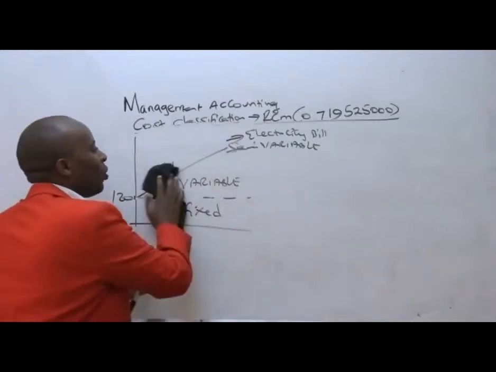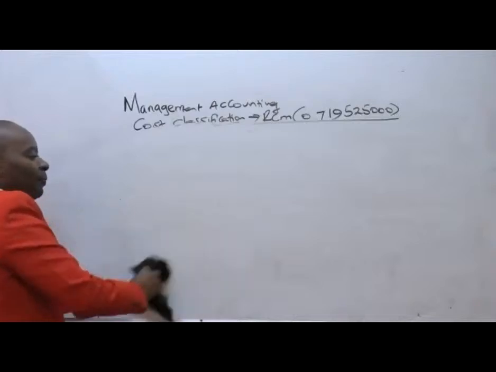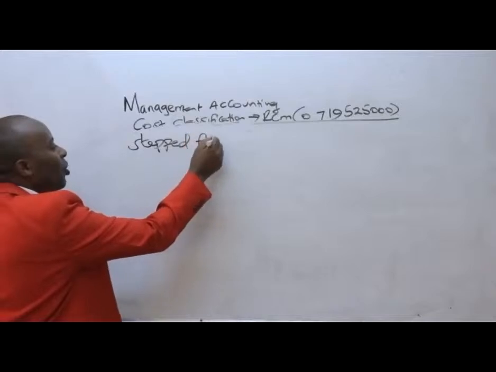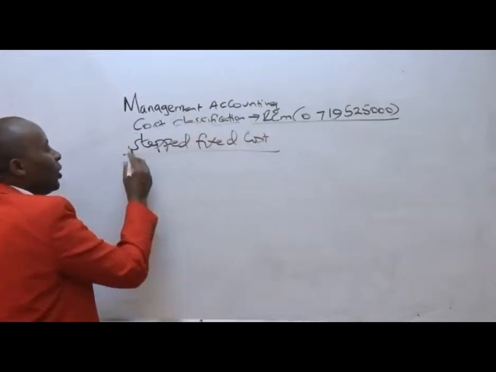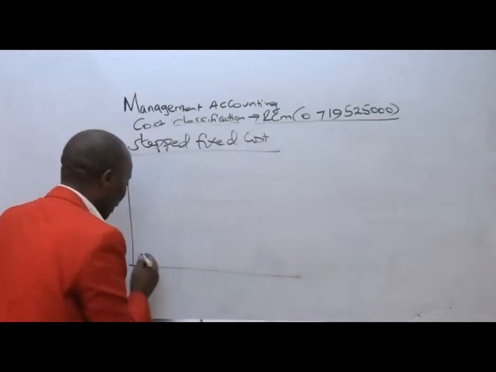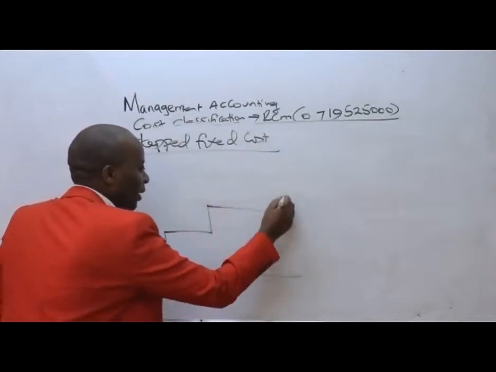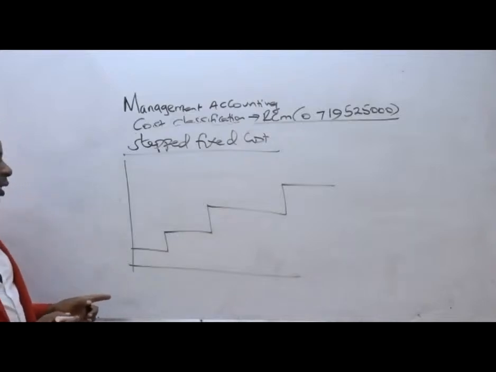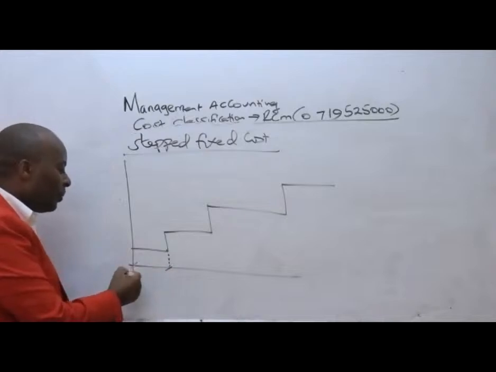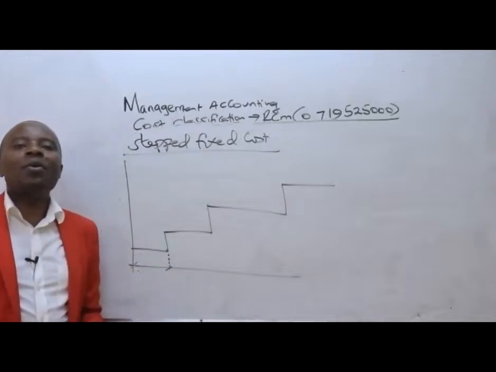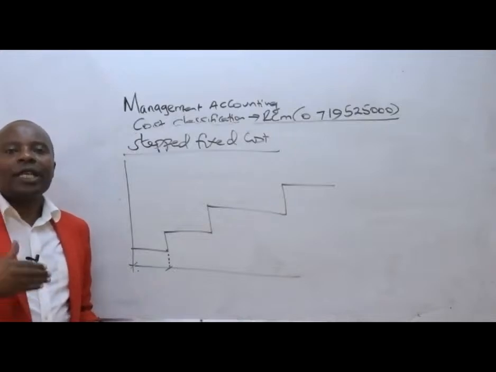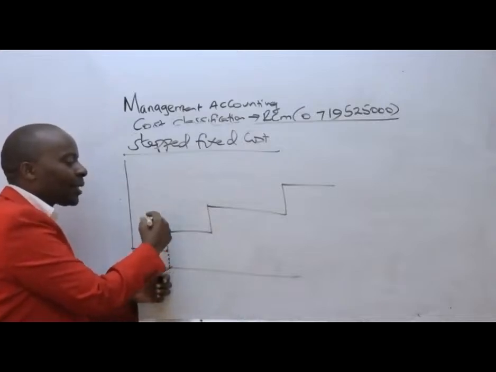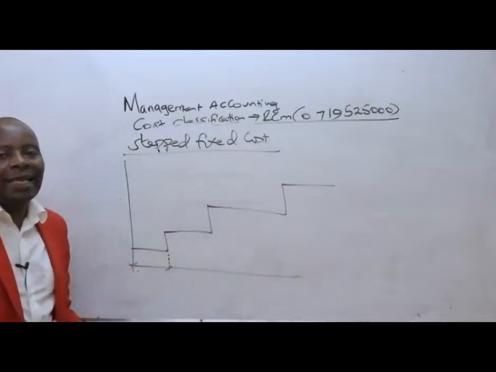And then lastly, we have what we are calling the stepped fixed cost. Stepped fixed costs, as the name suggests, ladies and gentlemen, are those costs that look like staircases. They look like staircases like this. So these are those costs that will remain constant for some range, beyond which they increase in a lump sum manner.